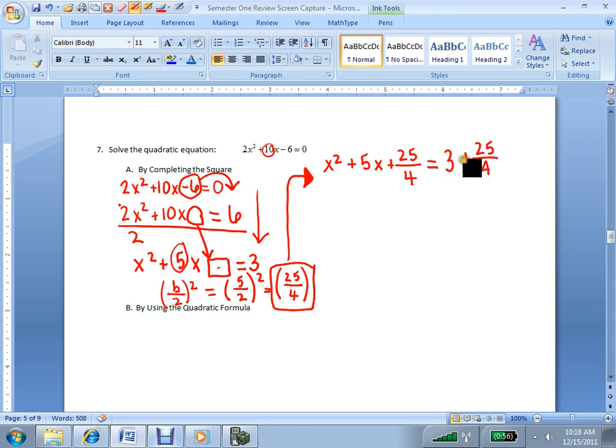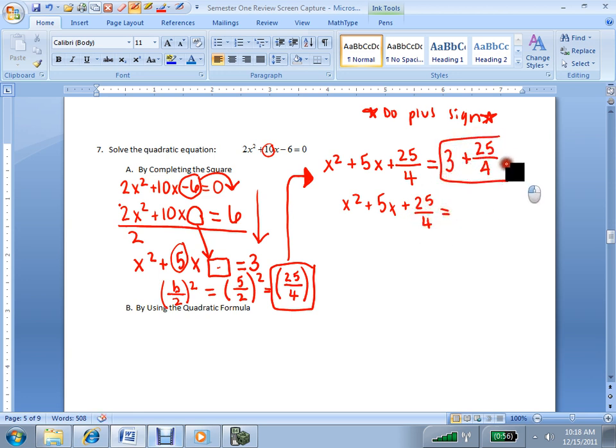Okay, so you're always going to do a plus with completing the square, so don't forget the plus sign. That's only when you complete the square, though. Then what we're going to do is take 2x plus 5x plus 25 over 4, and then you're going to add 3 plus 25 over 4.